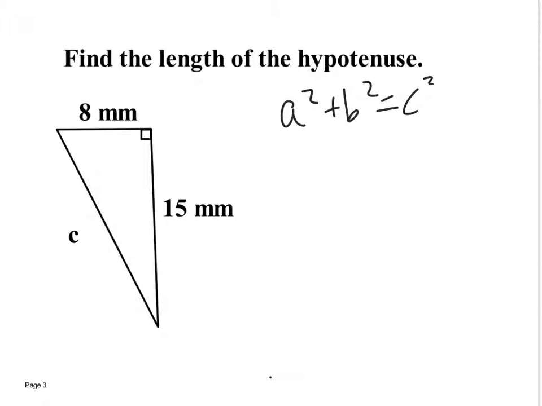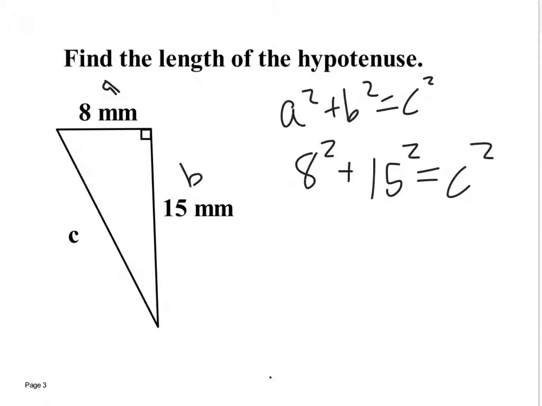Now, what I would do is I would draw a triangle and I would label it. You don't have to draw a triangle, but at least label the sides. 8 I'm going to call A, and 15 I'm going to call B. Now, again, does it really matter which leg's which? No, because they're on the same side. So I replace A with 8, and I replace B with 15. And then I simplify, I do as much as I can.